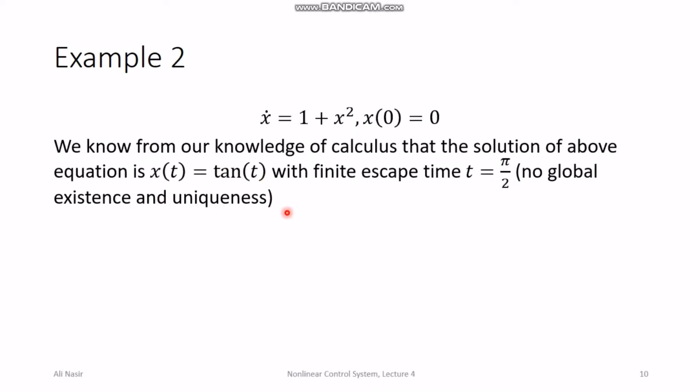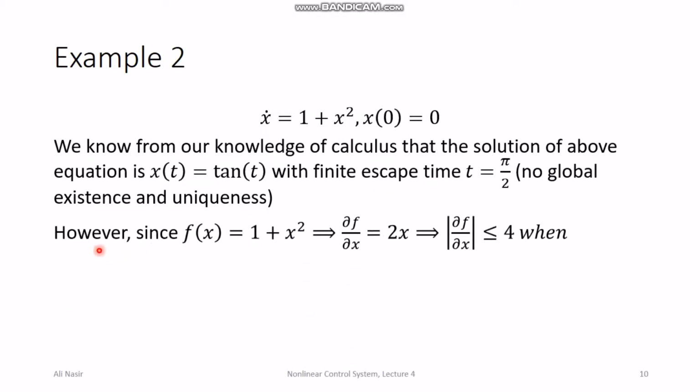But here we want to arrive at this conclusion not by the knowledge of our calculus, but using the existence and uniqueness theorem. So let us look at this from that point of view. As far as the existence and uniqueness theorem is concerned, we have f of x equal 1 plus x square. That means that partial f by partial x is 2x, which is basically the Jacobian, and it is 1 cross 1 in this case because it's a scalar system.